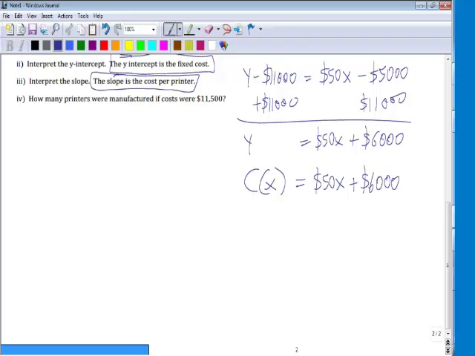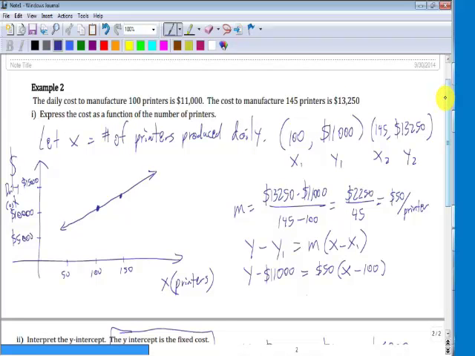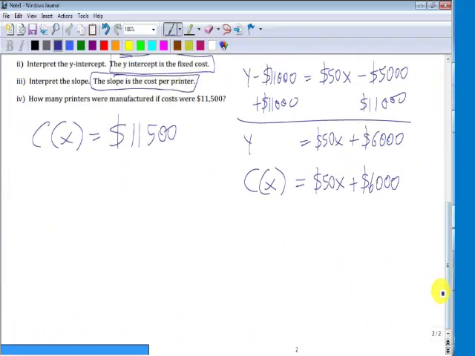How many printers were manufactured if costs were $11,500? Well, we've got an equation to solve. This is the hard one. This is one for which there was no spoiler, I guess. If C of X equals $11,500, that wasn't one of the data points, was it? No, that's in between somewhere.